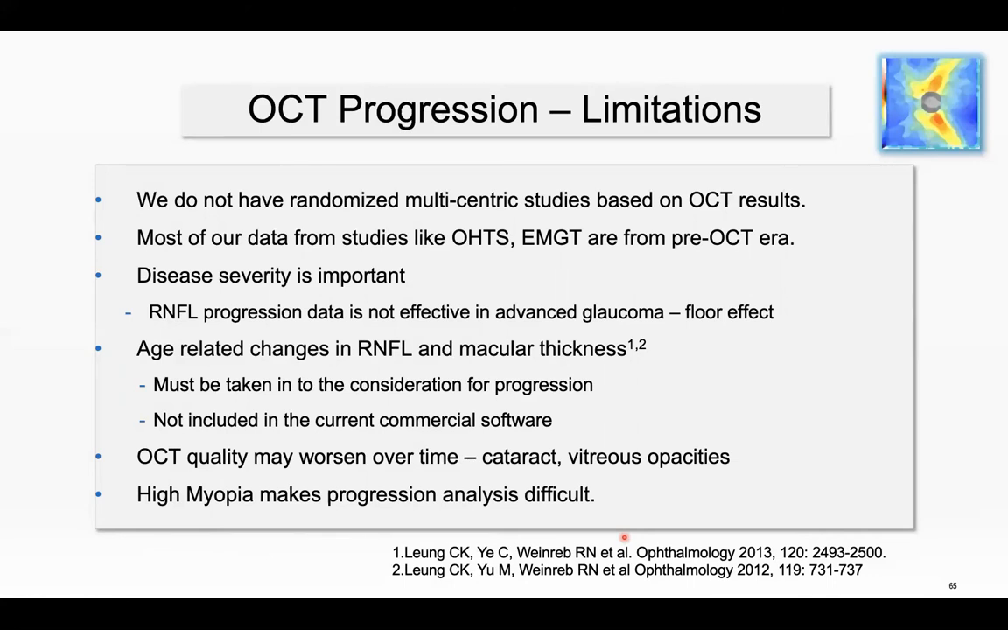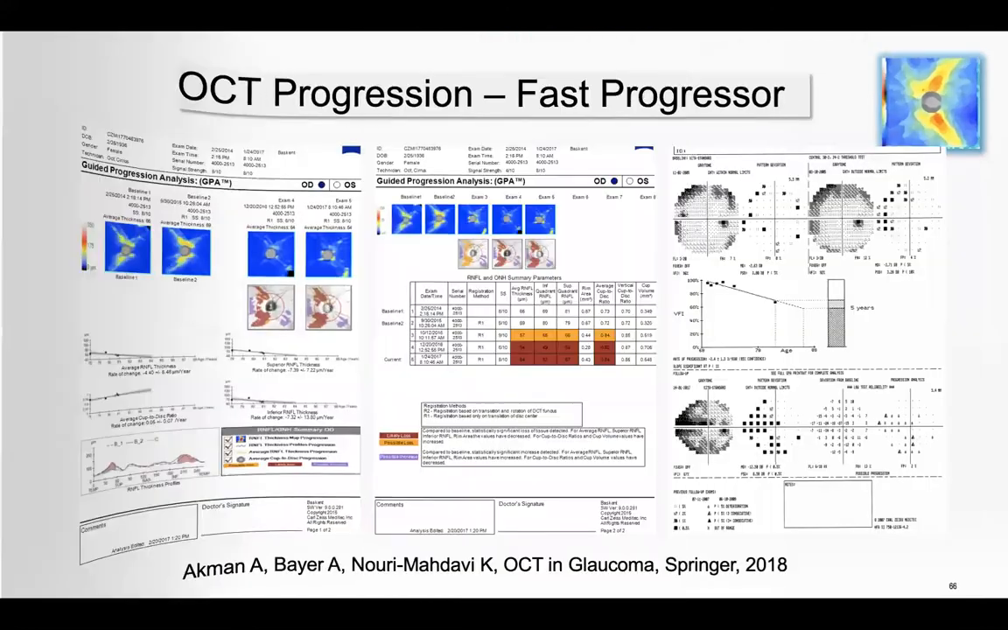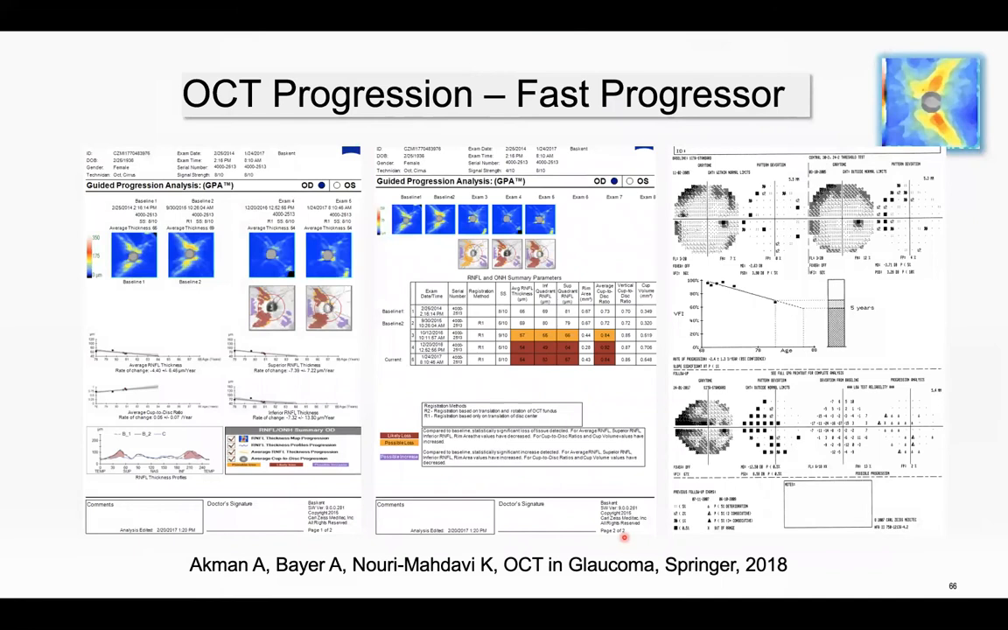OCT quality may worsen over time. Cataract and vitreous opacities affect it. And high myopia makes progression analysis difficult. A few cases now. This is an 80-year-old monocular lady with pseudoexfoliation glaucoma. This is a very demonstrative case for fast progression.